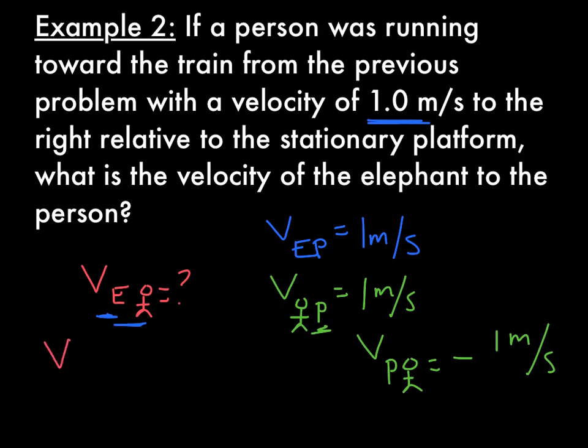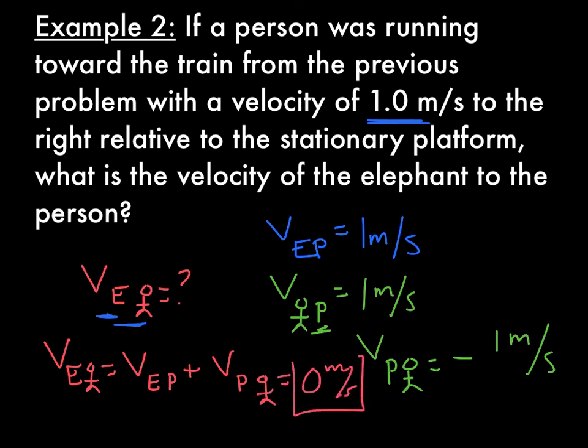And we get velocity, elephant to the person, equals velocity, elephant to the platform, plus velocity, platform to the person, which equals 0 meters per second. And it looks like the elephant's just standing there because the person's moving the same speed. It's kind of like two cars going down the highway. They stick with you forever, as long as they're going the same speed. And then you wonder why they're following you.